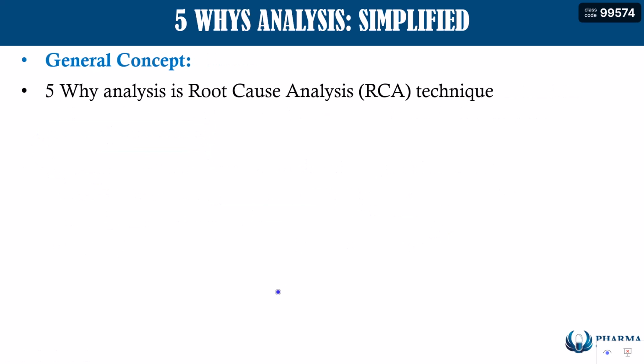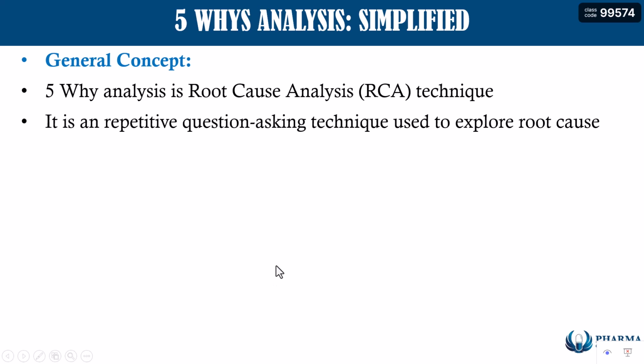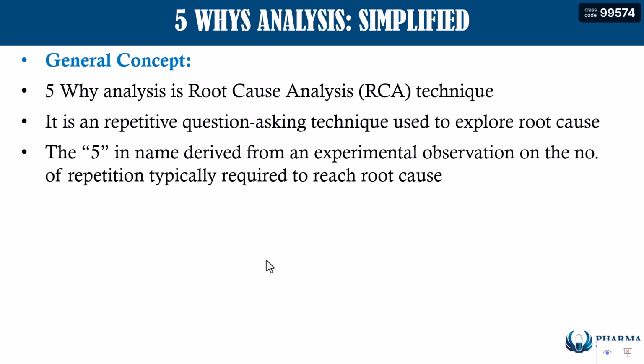General concepts. The 5 why analysis is a root cause analysis technique. It helps you to identify the root cause. It is a repetitive question-asking technique used to explore the root cause. You have to ask repetitive questions beginning with the word why. The name is derived from an experimental observation on the number of repetitions typically required to reach the root cause. That means it has been said that most of the time you can reach the root cause by asking almost 5 questions beginning with why.